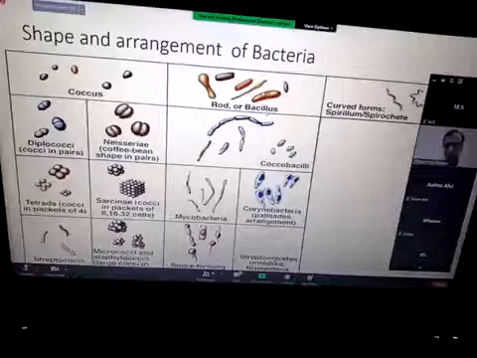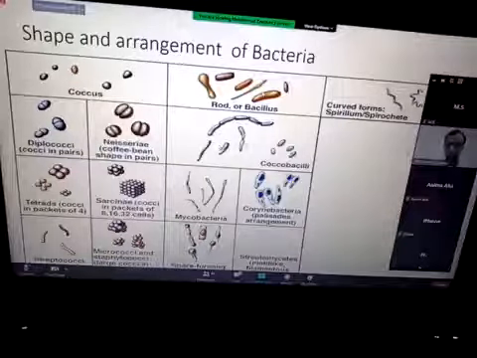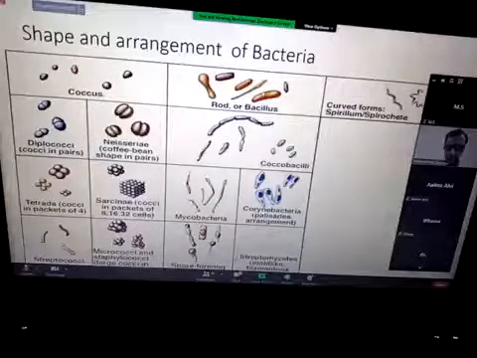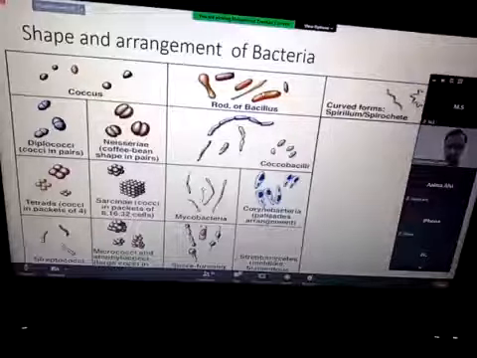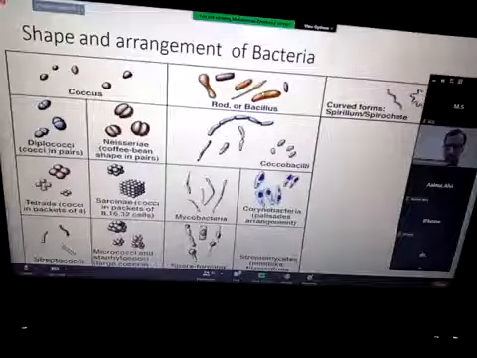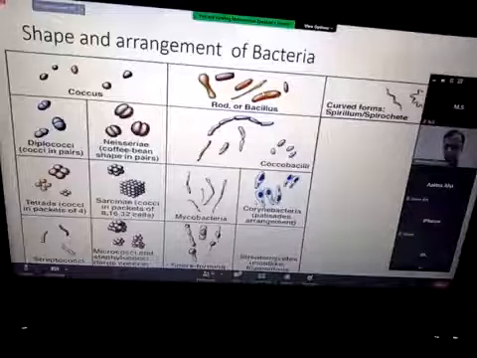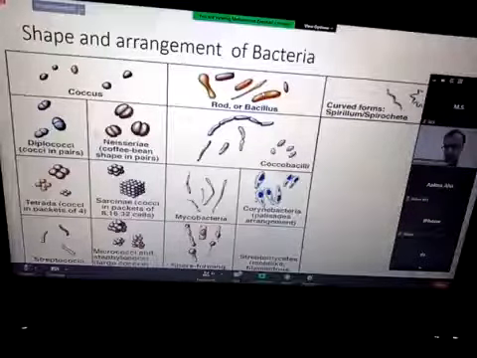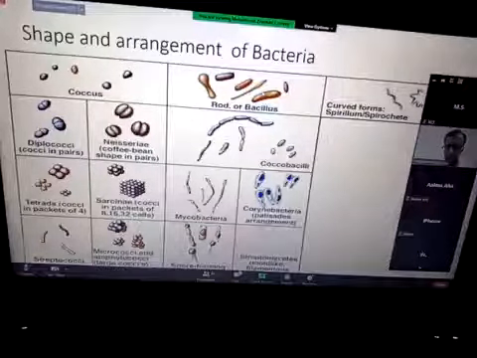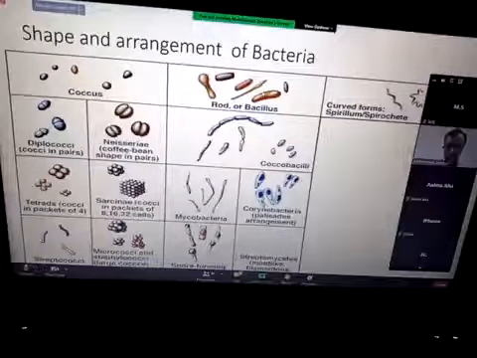So bacilli could be many, and the arrangement could be of many types. It could be thin, it could be stacked up, it could be palisading. If it's palisading, it could be coryneform. If it's stacked up and very closely arranged, it's a mycobacterium.